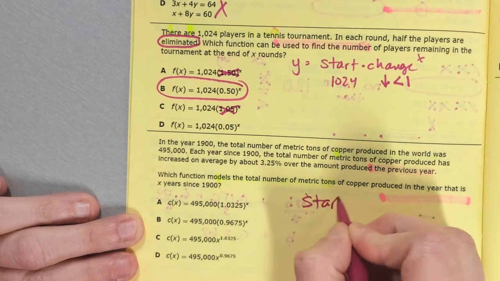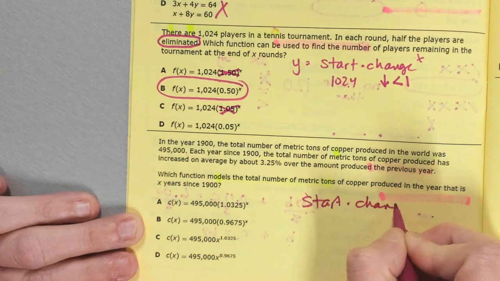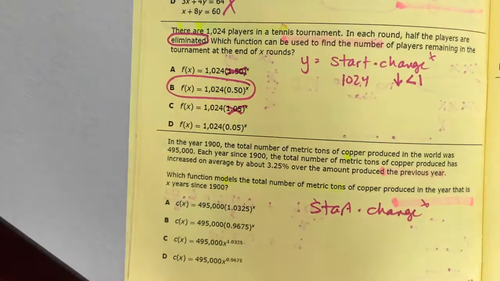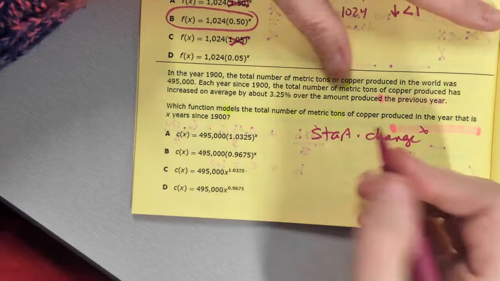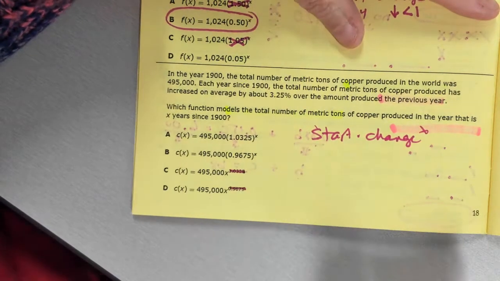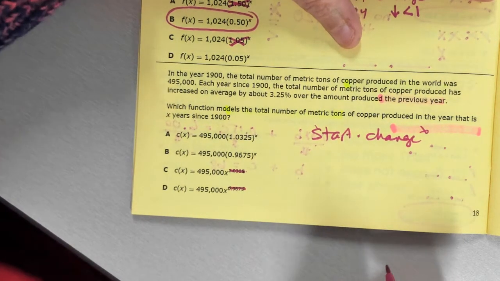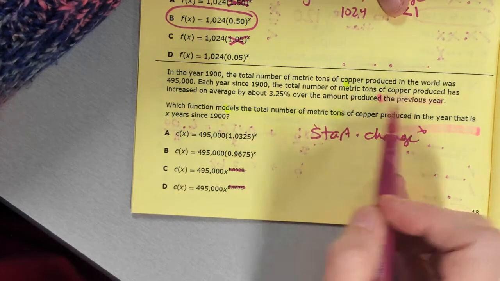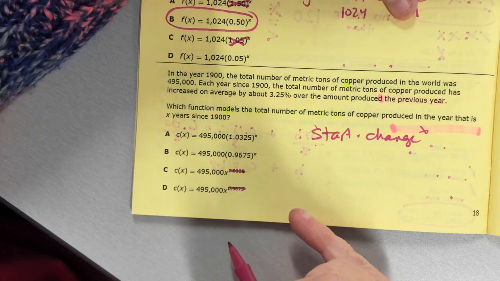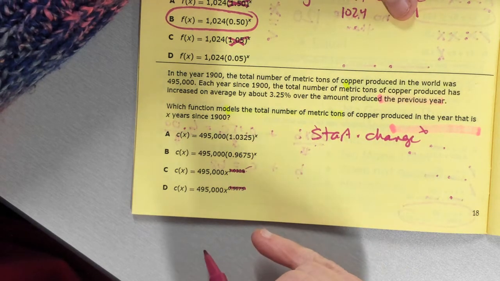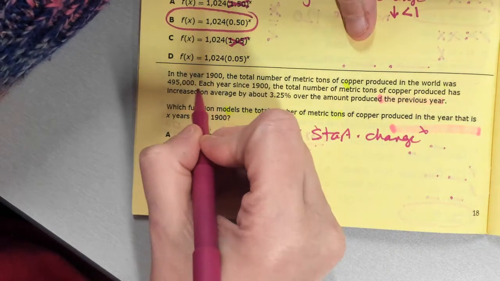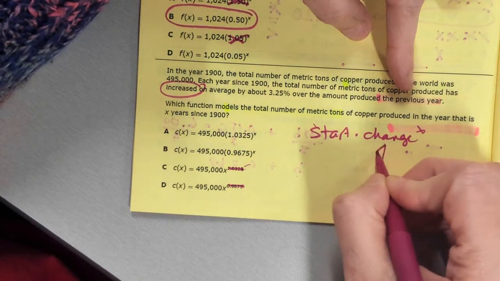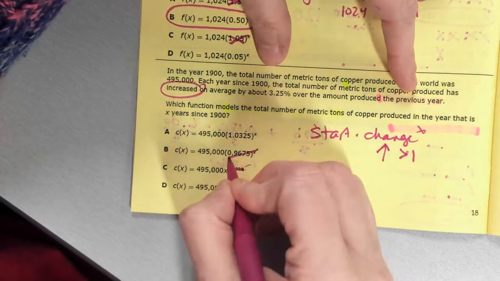start times change to the x. I don't even know what's going on, but here's what I know. These two are wrong because the exponent should be x for these. Because if I'm increasing per year by 1%, it's exponential growth, and the exponent should be an x. And it says increased. Well, increased means my change value should be greater than 1, which means it's not that.